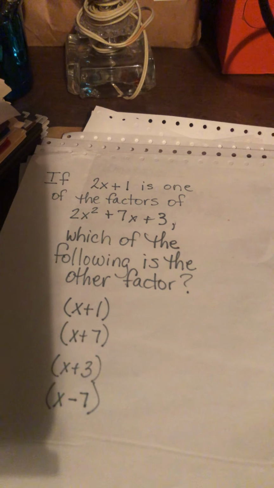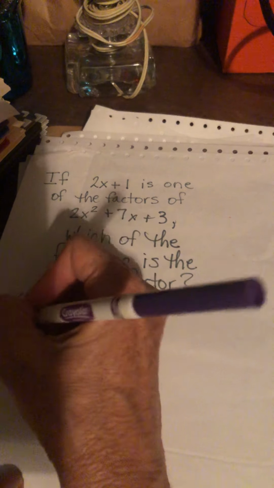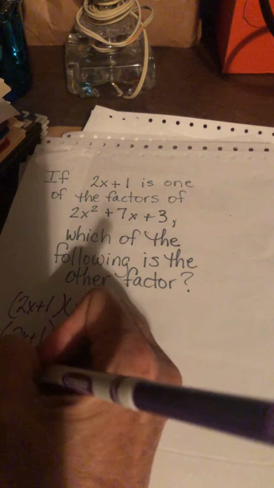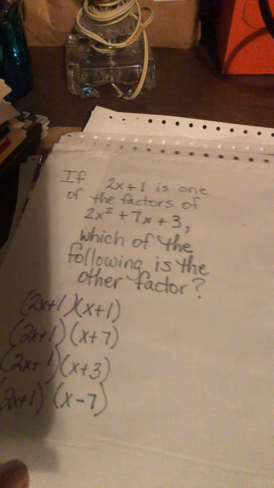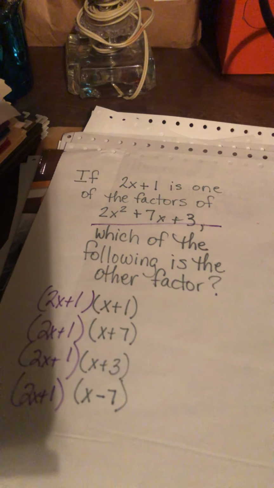Okay. Here we go. If 2x plus 1 is one of the factors of 2x squared plus 7x plus 3, which of the following is the other factor? So basically what they're saying is, hey, if you put 2x plus 1 in front of each one of these, this is all they're saying, but people get all confused on the GED because of the way it's worded. Which one of them will give you this? So go ahead and pause, and I'll see you back here in a second.